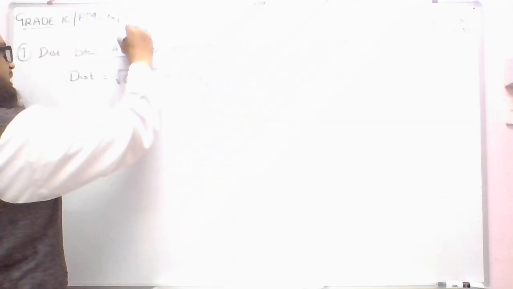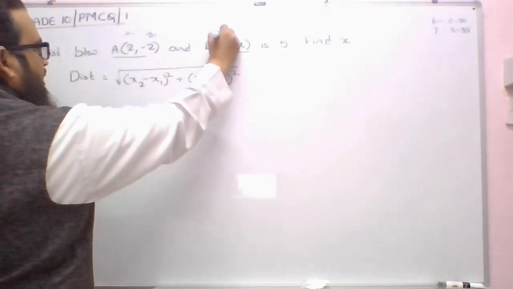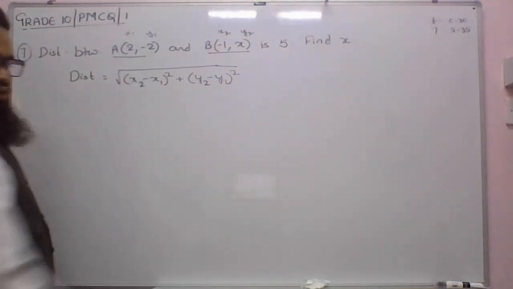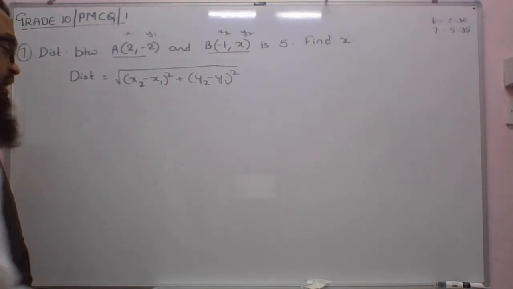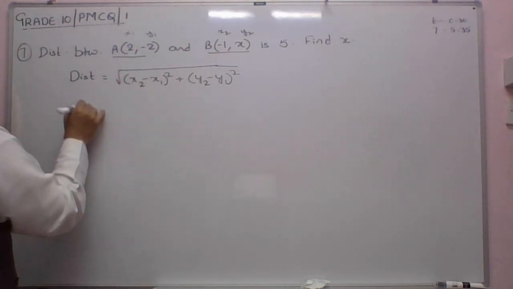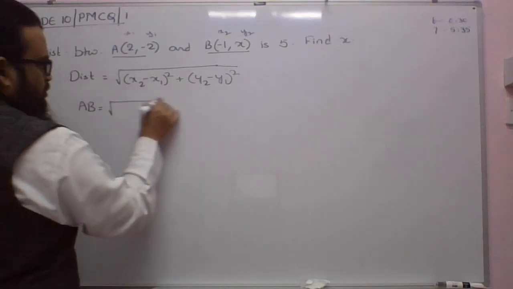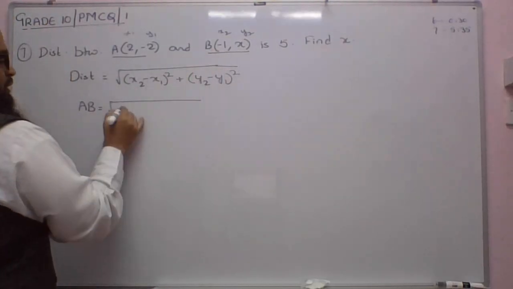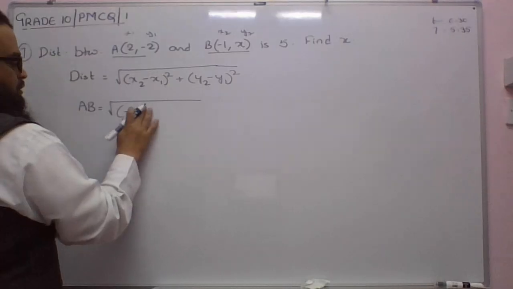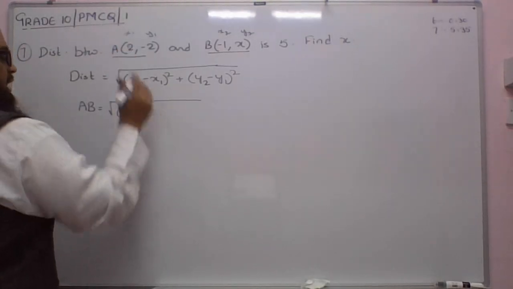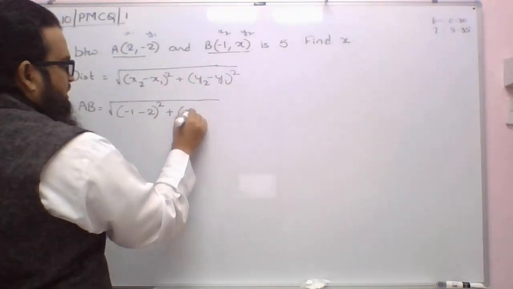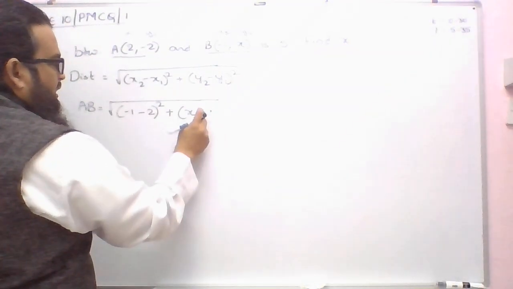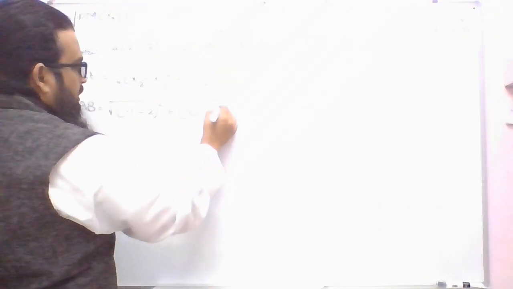Okay, so let us take it as x1, y1 and x2, y2. Whenever you have this, please write it either in rough or in the question somewhere so that you don't get confused. So the distance is between A and B. So let us write AB is equal to square root of (x2 minus x1), so it is minus 1 minus x1, which is 2, whole square, plus what is y2? Y2 is x, minus, already minus is there, and you have y1 as minus 2. So whenever you have minus, you keep them in brackets.